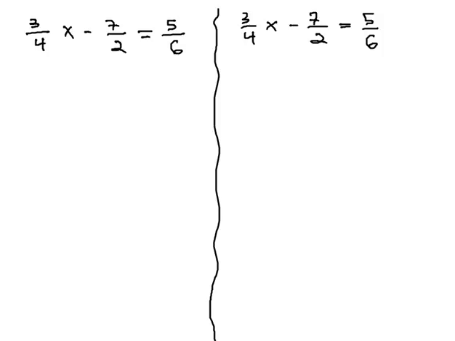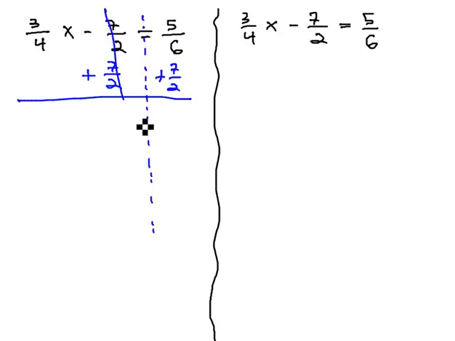In this video, we're going to take a look at solving linear equations which have fractions in them. Now, we could solve these linear equations one of two different ways. One way, which we'll do first, is following the same pattern we've seen before. Balancing through the equal sign, we take care of the addition or subtraction first. So we would get rid of the negative 7 halves with positive 7 halves on both sides.